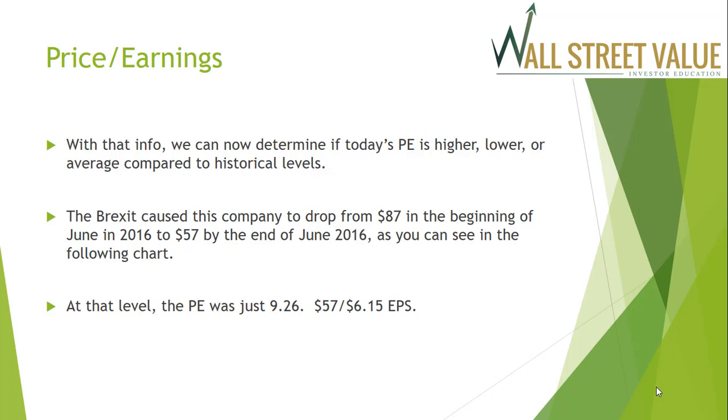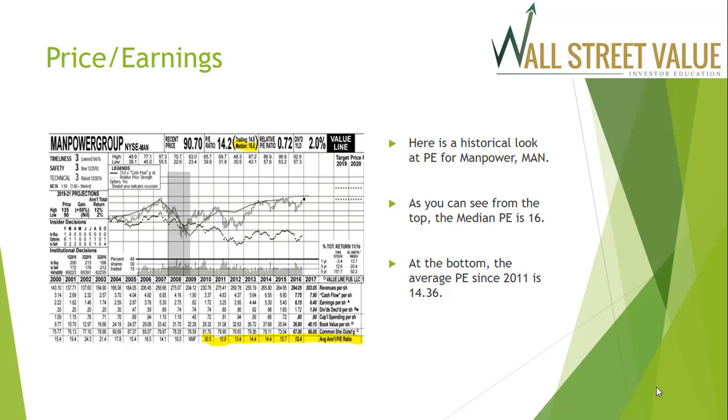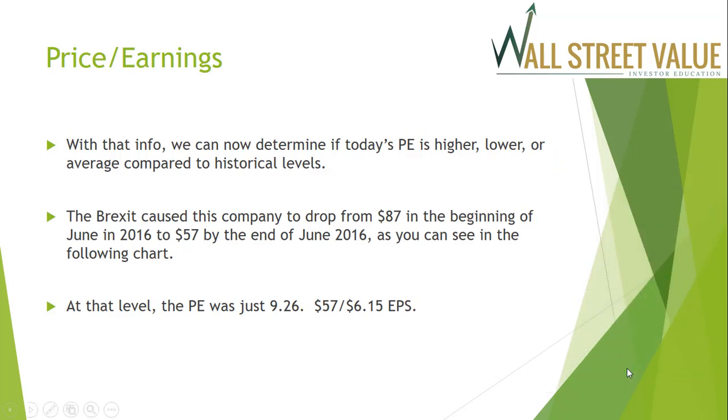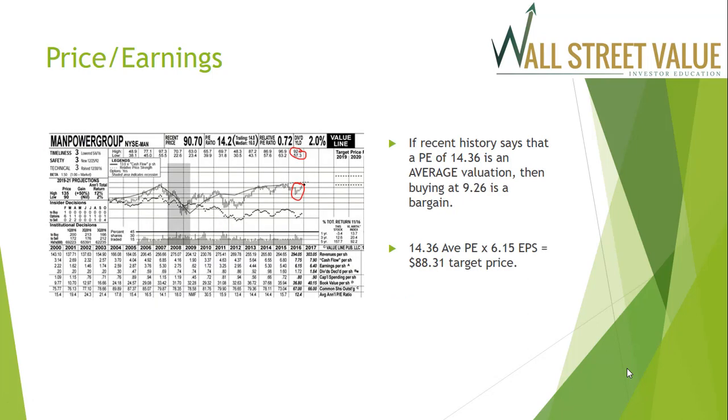At that level, let me go back to this previous chart here. Since 2011, the average PE was 14.36, but the median going all the way back has been 16. At the level right after the Brexit occurred, the PE was just 9.26. So if recent history says that a price to earnings of 14 is an average valuation, where they historically trade around, then buying at 9.26 is a huge bargain.